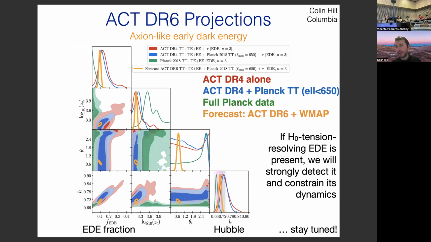Even if you tried combining with ACT, in the case of the green result here, Planck would still dominate the constraint and push you back towards zero. So what's exciting now is that the ACT DR6 data are sufficiently precise that we really can get a completely independent picture of what's going on without having to make use of Planck. So it'll be interesting to see where things land.